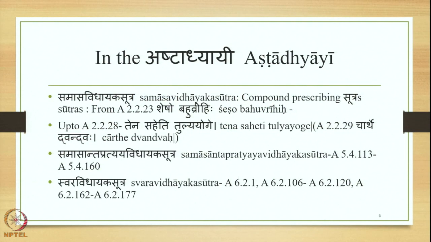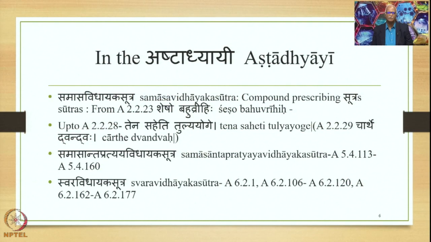Now in the Ashtadhyayi, the bahuvrīhi samasa is stated at different places. The samasavidhayaka sutras, namely the compound prescribing sutras, the sutras which lay down the conditions for the samasa to take place, are stated from 2.2.23 onwards up to 2.2.28. 2.2.23 is Shesho Bahuvrīhi and 2.2.28 is Tena Saheti Tulya Yoge. 2.2.29 is Charthe Dvandvaha.